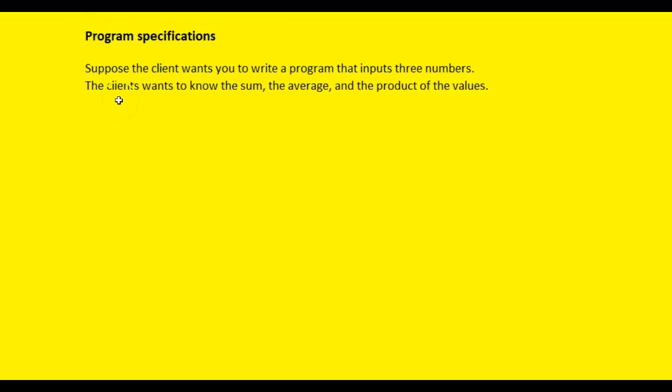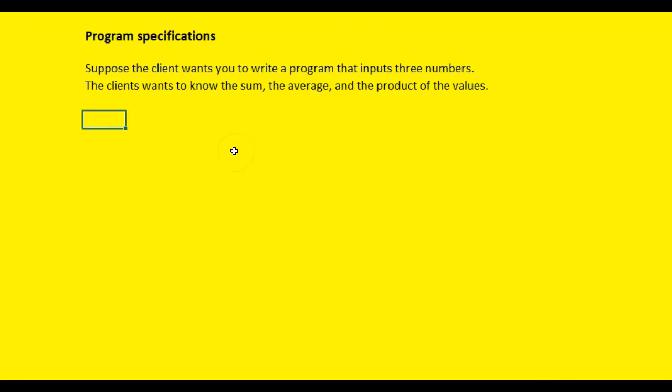Okay, we're going to start off by assuming a client wants us to write a short little program. So we're going to call the client's desires program specifications. Suppose the client wants you to write a program that inputs 3 numbers. The client wants to know the sum, the average, and the product of those 3 values. So I need to get 3 numbers, I need to add them up, I need to multiply them, I need to calculate the average, and then display the output.